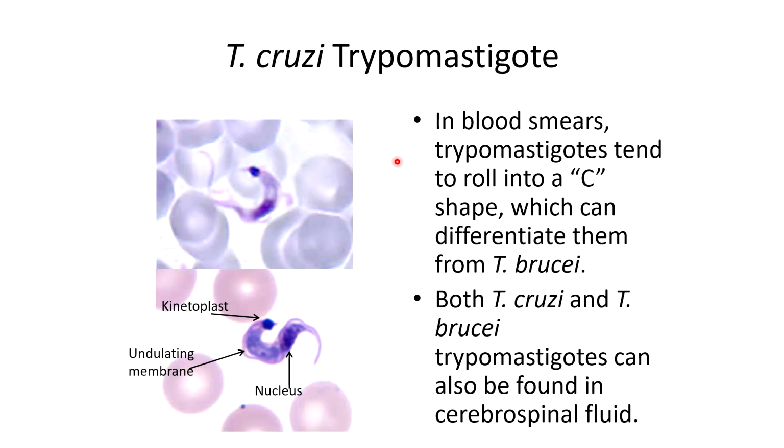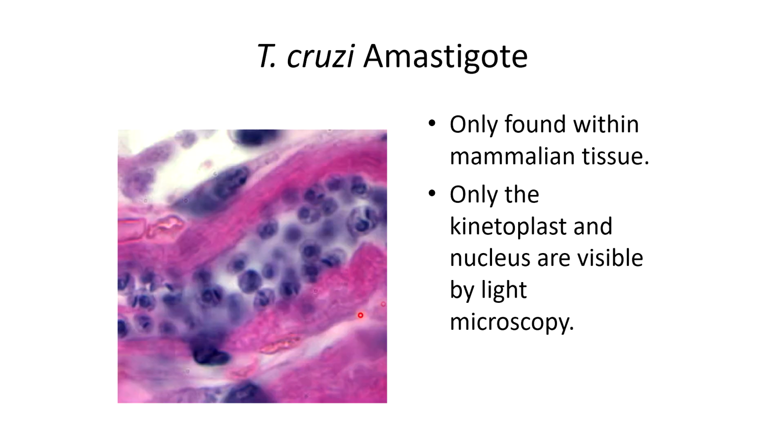So a key distinguishing feature of the T. cruzi trypomastigote is they tend to roll into a little C shape. You can see here they're kind of rounded in shape. Also this one too. The kinetoplast end is rolled into a C shape. That's something that really helps differentiate them from T. brucei. A characteristic shared between both T. brucei and T. cruzi is both of them can be found in the cerebrospinal fluid. Similarly to T. brucei, they also have an undulating membrane. They also have the kinetoplast at their posterior end.